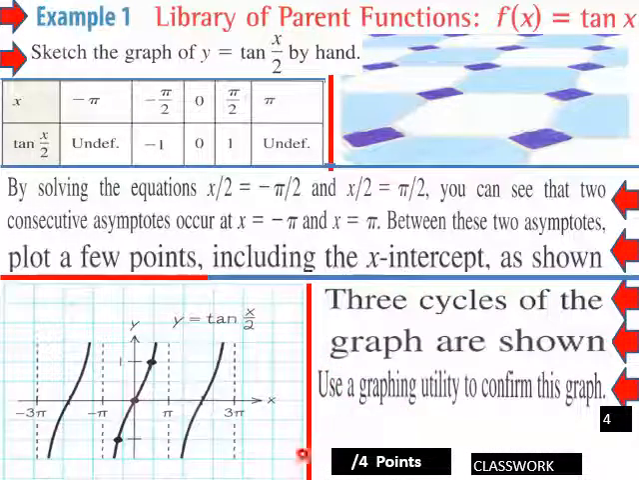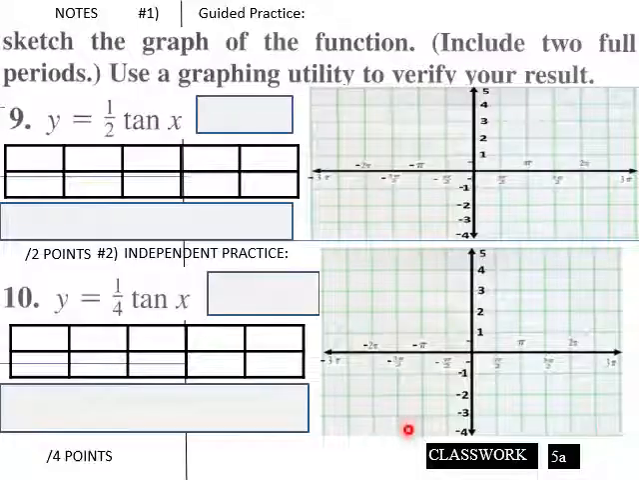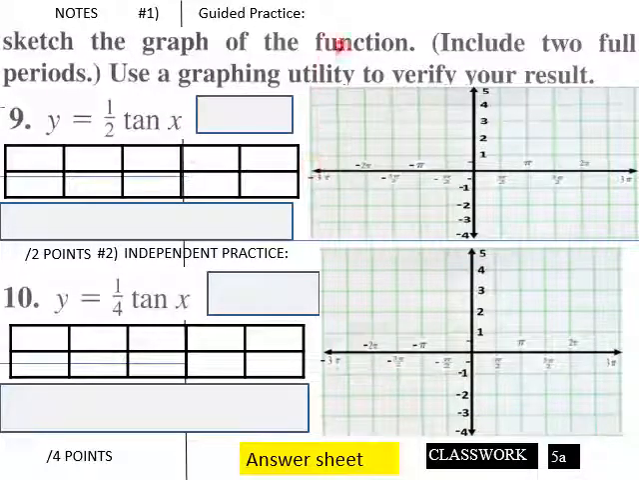And then using a graphing utility, you can confirm the graph. So this is approximately how it should look on your graphing calculator. So let's try one now, okay? Sketch a graph of the function, include two full periods. Use a graphing calculator to verify your result. So we have, for number 9, y equals 1/2 tan x, and number 10 is y equals 1/4 tan x.